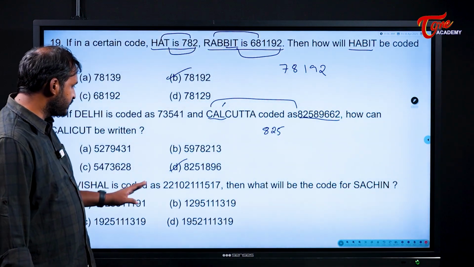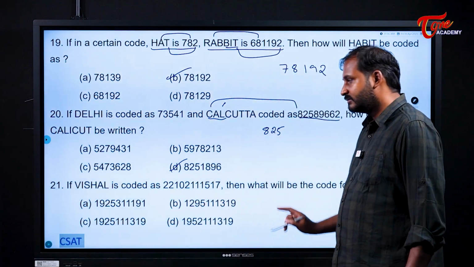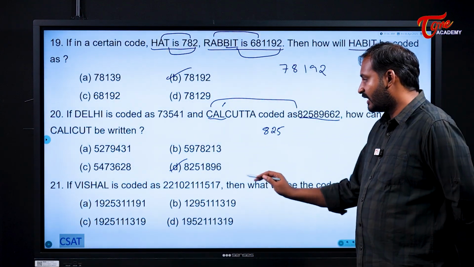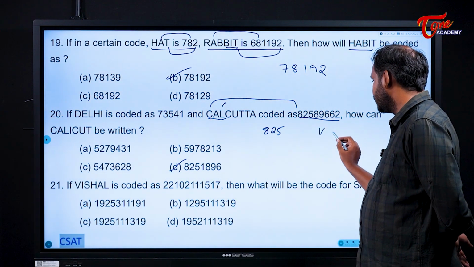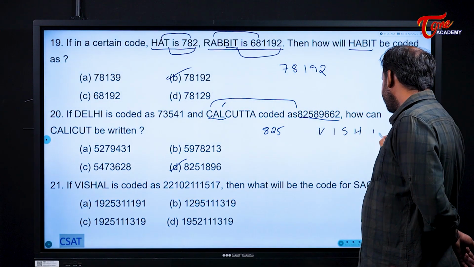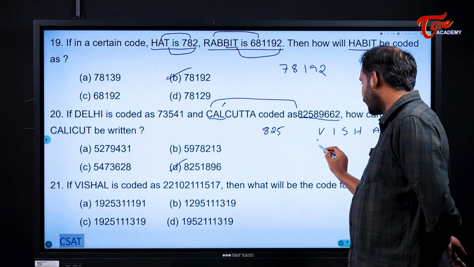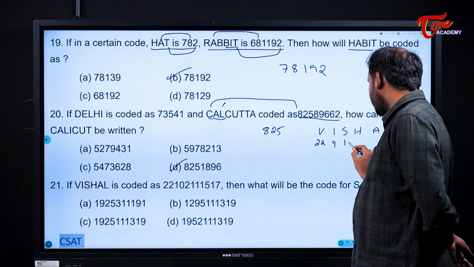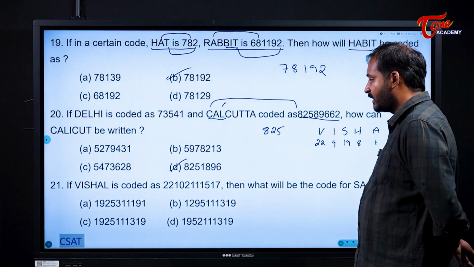Next, Vishal is coded like this. Then what will be the code for Sachin? Only one word. Okay. Vishal is coded as like this. Then how will Sachin be coded? We will see it, students. Please see here. Vishal. If you write the place values, what it becomes, we will try to see it. 22, 9, 19, 8, 1 and 12. It should become like this.